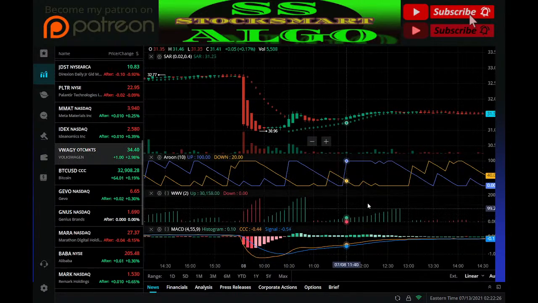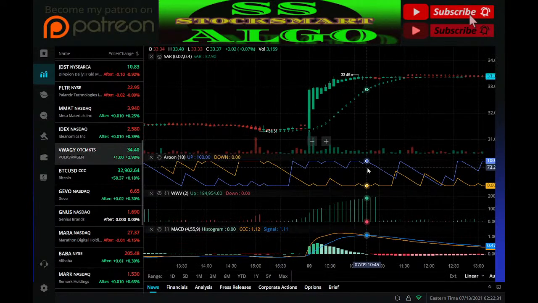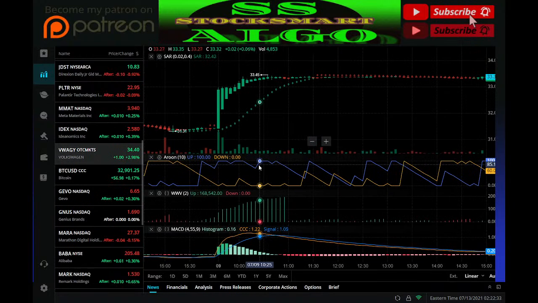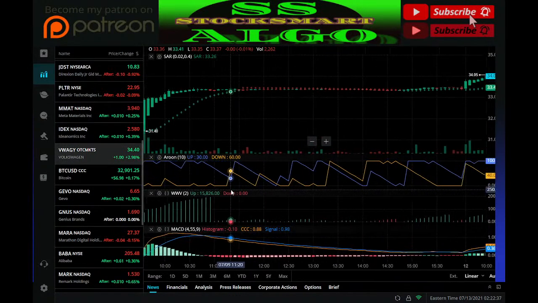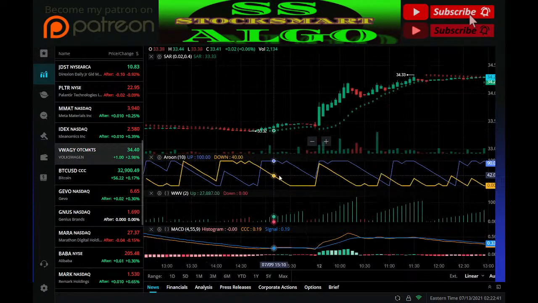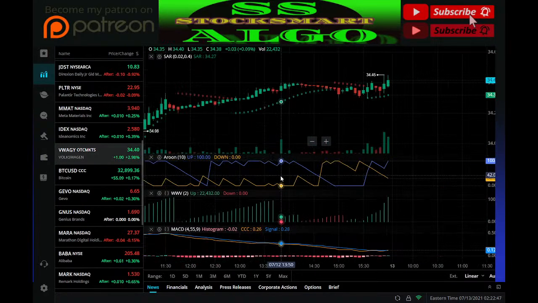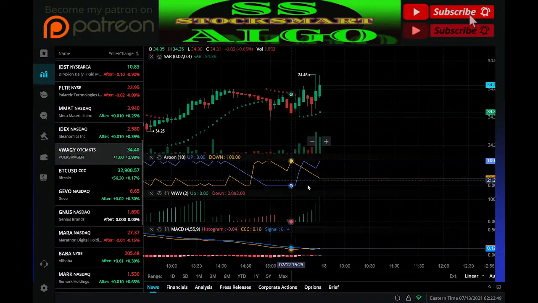Bottom, top, bottom, top. Bottom. Here's your top somewhere, right in here. The trading gets pretty smooth right through here. Go Volkswagen.